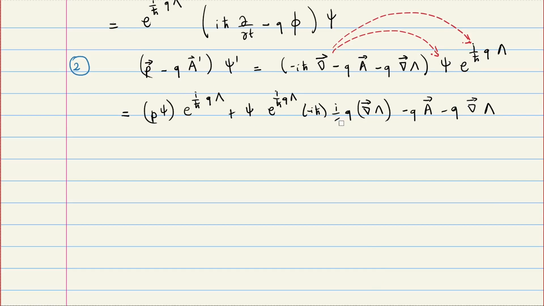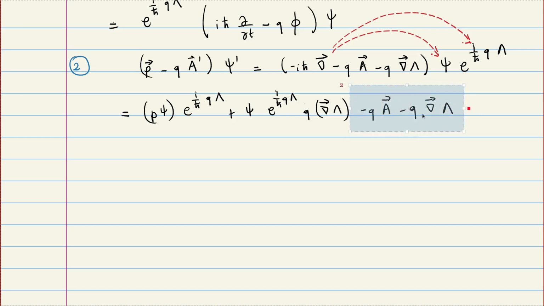So this h bar is going to cancel this h bar, minus i times i is plus, and I have here, okay, let's write it like this: psi e to the i times q. Okay, I think here I forgot, there's also this entire thing multiplied with psi prime.